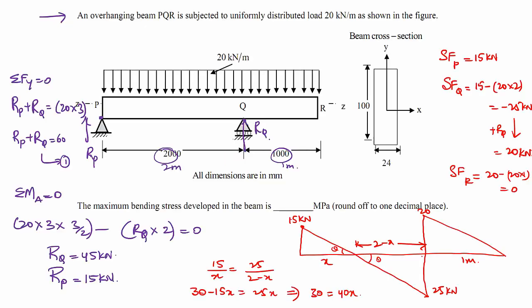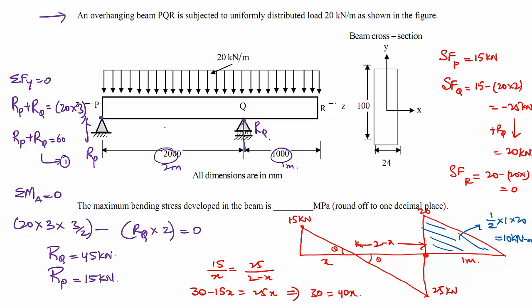Right. And now this is the point where you have shear force changing from positive to negative. So let me calculate the area for this diagram, which is half into 1 into 20. So bending moment is nothing but area under the shear force diagram. So this is equal to 10 kilonewton meter.